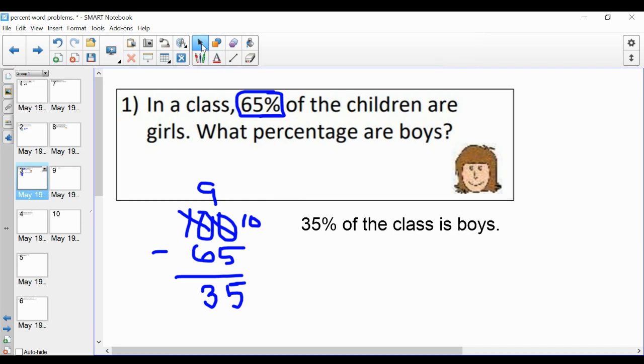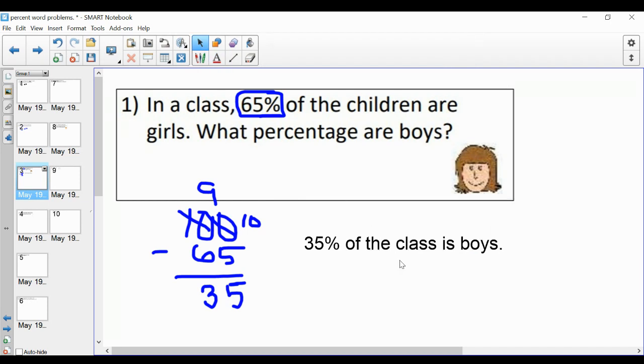Remember, we want to have our units. We don't want to just say 35%. In this case, we're talking about boys, so that would be our 35%. That's our 35% would be our unit. Sorry about that.